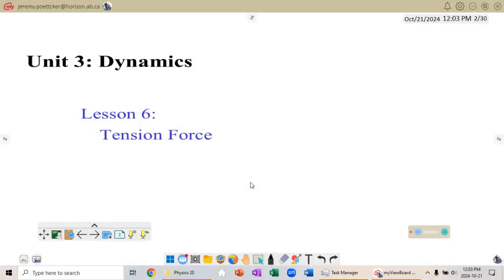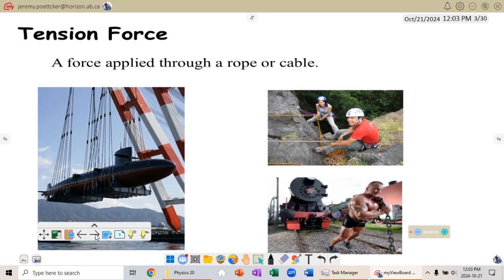Alright, today's lesson is tension force. And in a lot of ways, this is not a huge step further than normal force. As you would have seen in the video, it is essentially a pulling force in a rope or a cable. To make life easier, we make some assumptions, which we'll get into in a minute. So all of these are examples of tension.